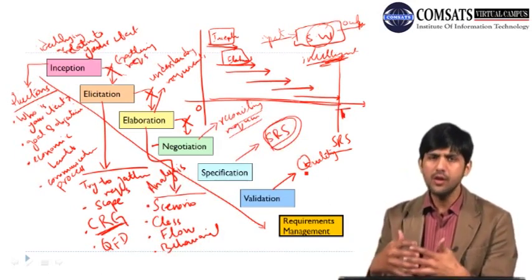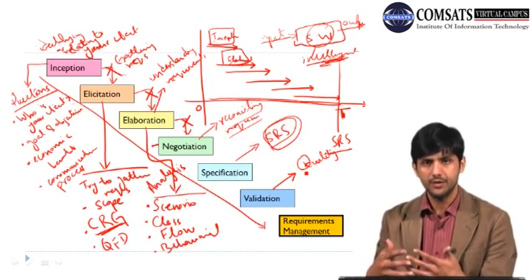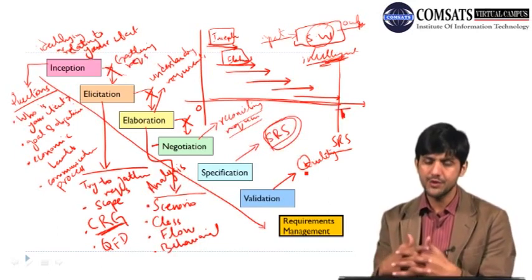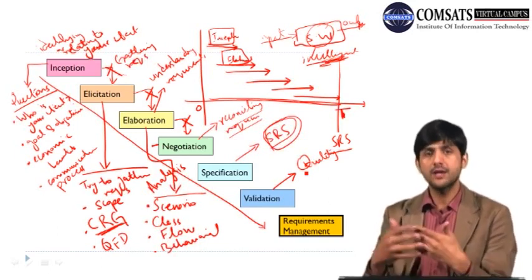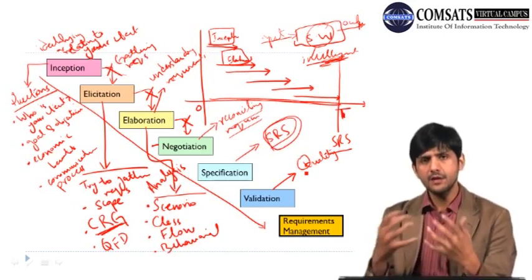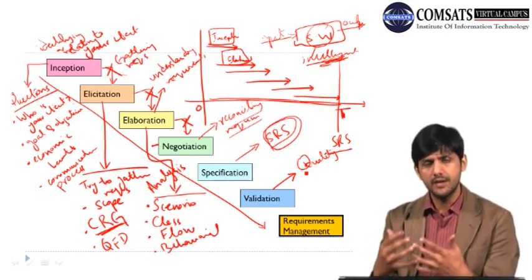We try to see that all the requirements should be unambiguous. All the requirements should be consistent, and if there are any quality standards which are imposed by the client, or your organization has some quality standards, then each requirement should meet that. And there are a set of questions that we normally ask when we are validating requirements.